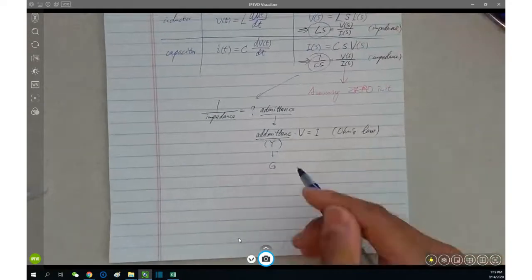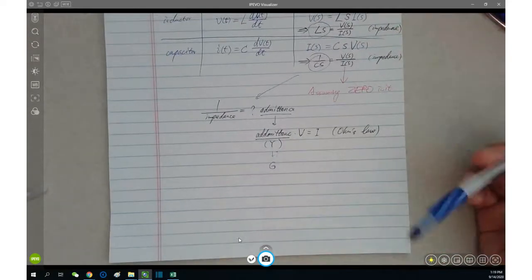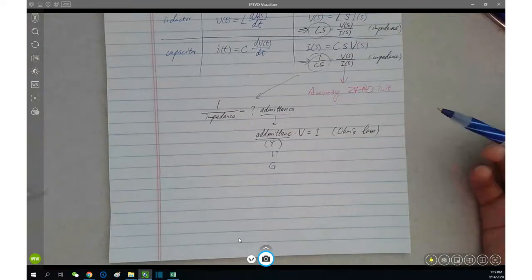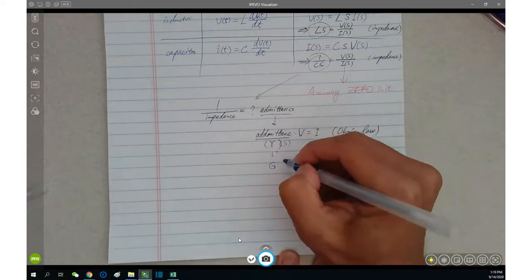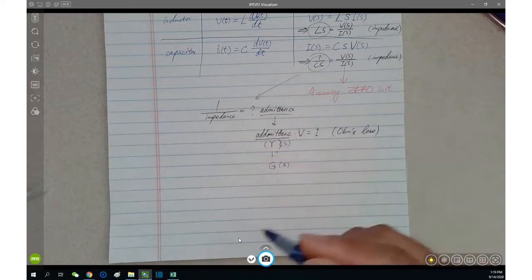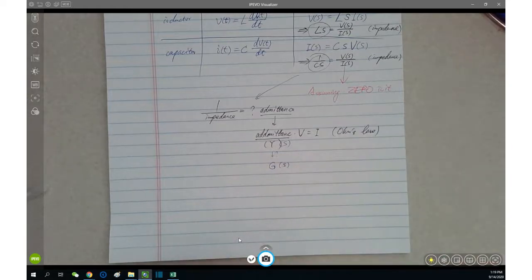Going back to G, someone said G is acceptance. I think that is close. Is it called acceptance or conductance? Which one? My memory is a little bit blurred too, actually. G is conductance, right? Yeah, I think I remember it's conductance.